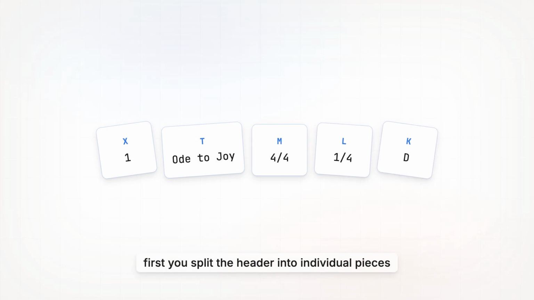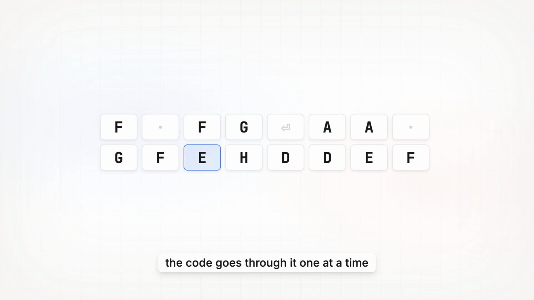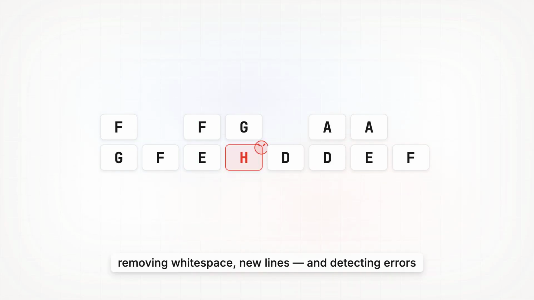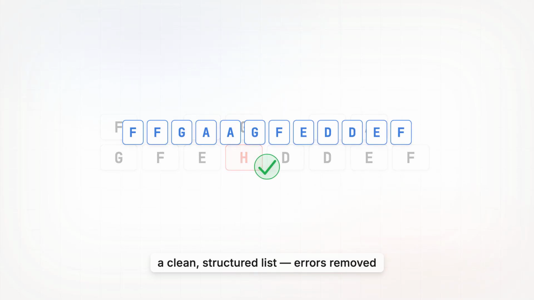So first you split the header into individual pieces, then you do the same thing with the melody into a clean, structured list that the code can go through one at a time. By doing this, you make it easier for the computer to read the file by removing white spaces, new lines, and detecting errors. Now, the file is in a format that the computer can understand.